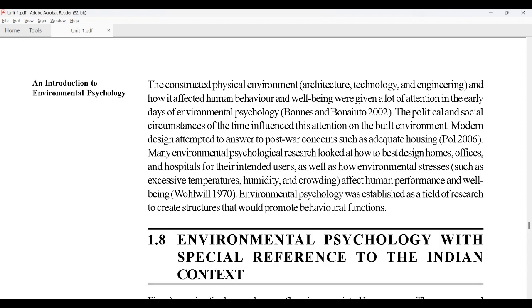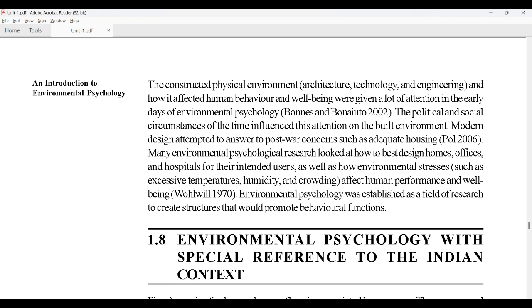The constructed physical environment, architecture, technology, and engineering, and how it affected human behavior and well-being were given a lot of attention in the early days of environmental psychology. The political and social circumstances of the time influenced this attention on the built environment. Modern design attempted to answer post-war concerns such as adequate housing.